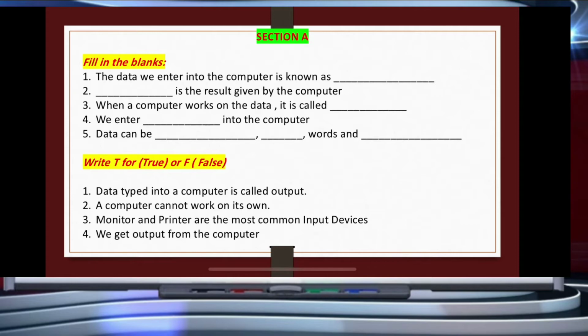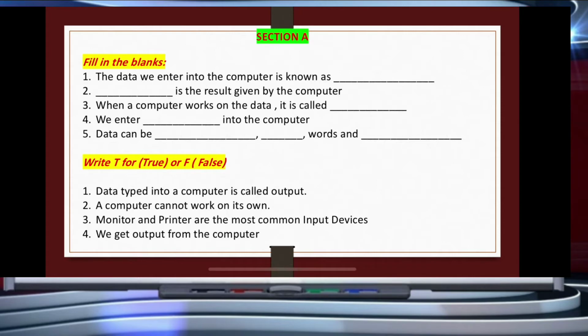The first one: the data we enter into the computer is known as, that's called input. Second: dash is the result given by the computer. It's called output. Output is the result given by the computer. Then third: when a computer works on the data, it's called processing. I hope you know this.